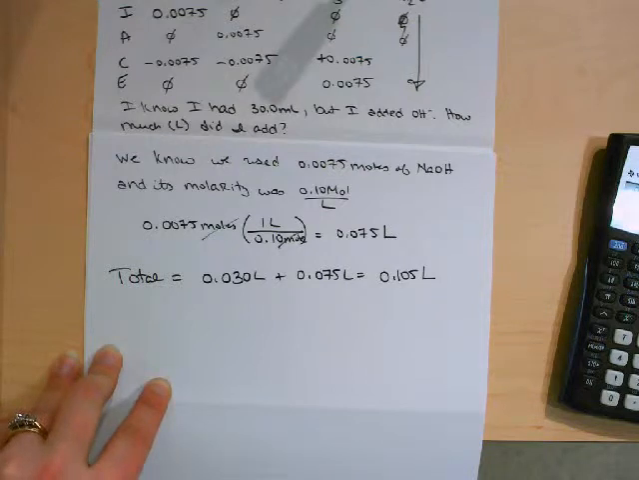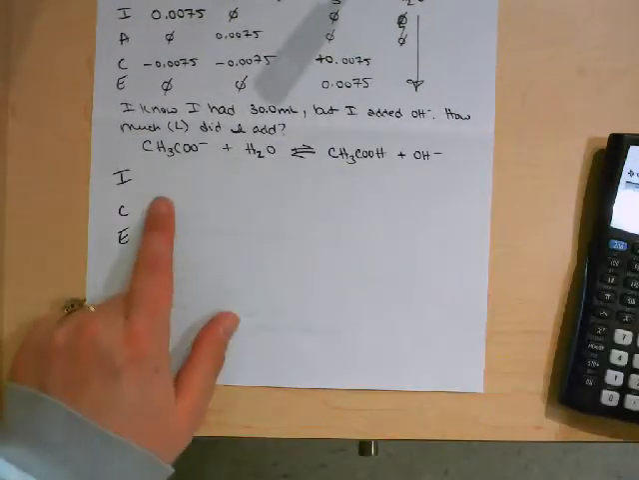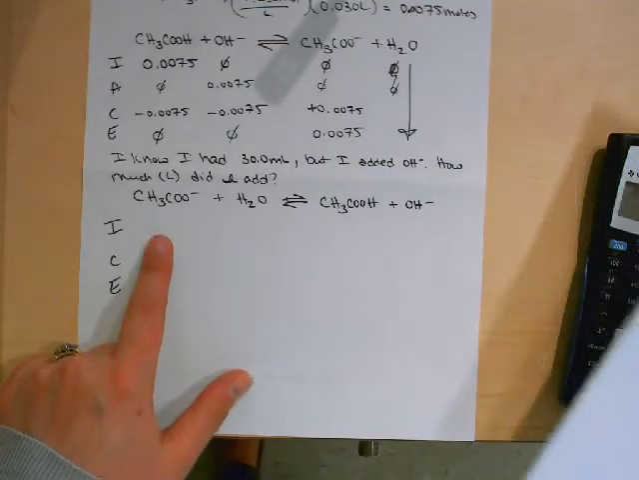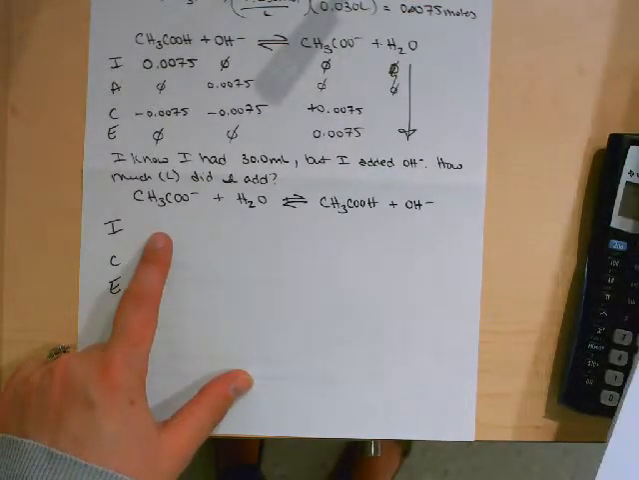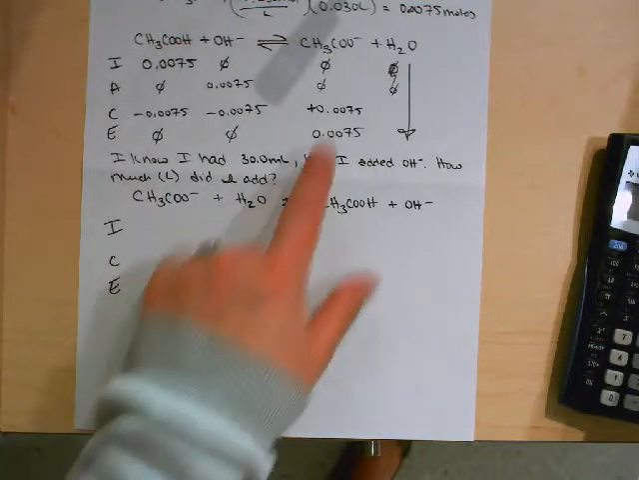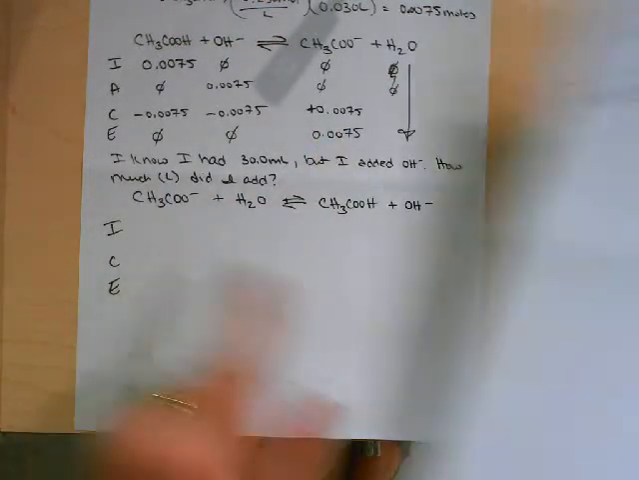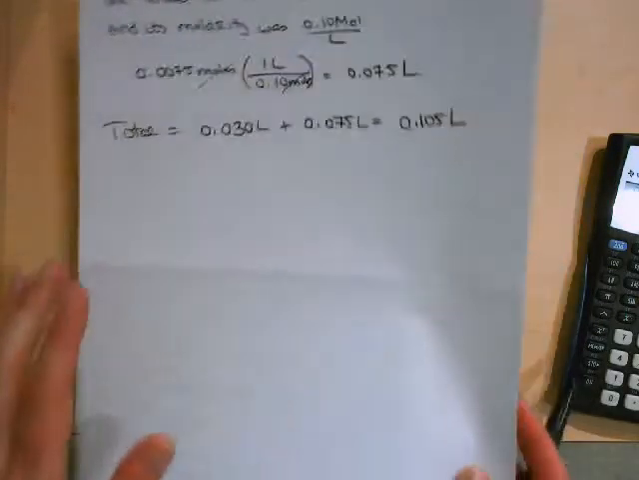Alright, so now I know how much my total volume is. Going back to this chart, how do I figure out what my molarity is now? Take the moles and divide by my new volume.